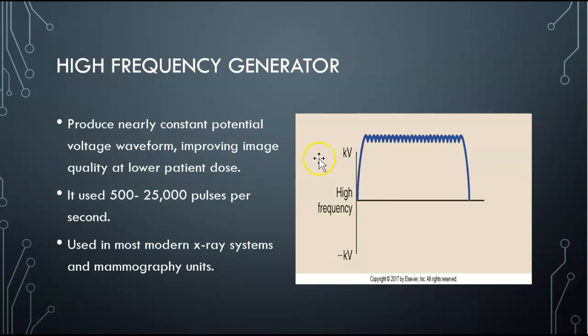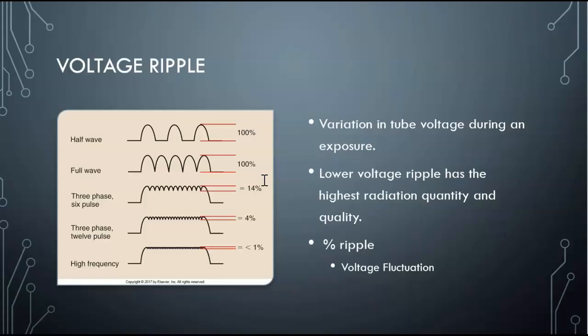So when we dial up and we want, let's just say 100 kVp, we're only losing just a few percent compared to 100%, right? Or 13% or 25%. So we are doing really good. That's what we're using nowadays. So if we look here, there are variations in the voltage during exposure. Lower voltage ripple has the highest radiation quantity and quality.